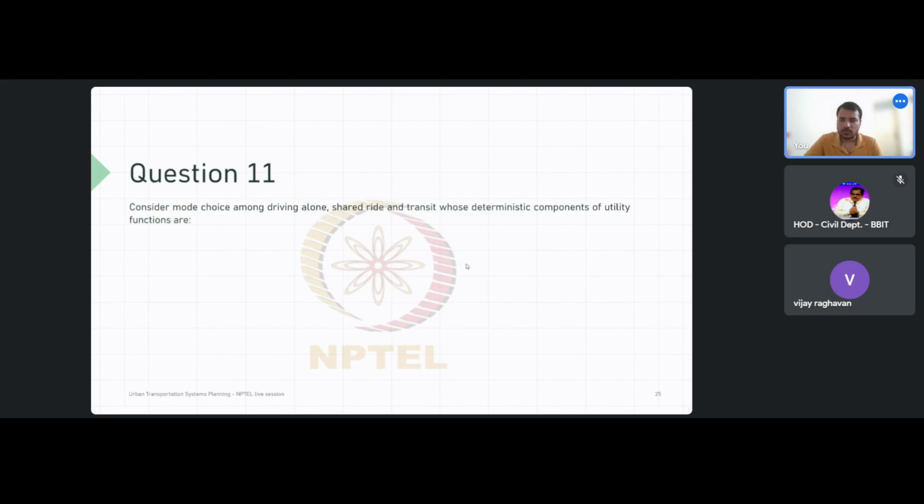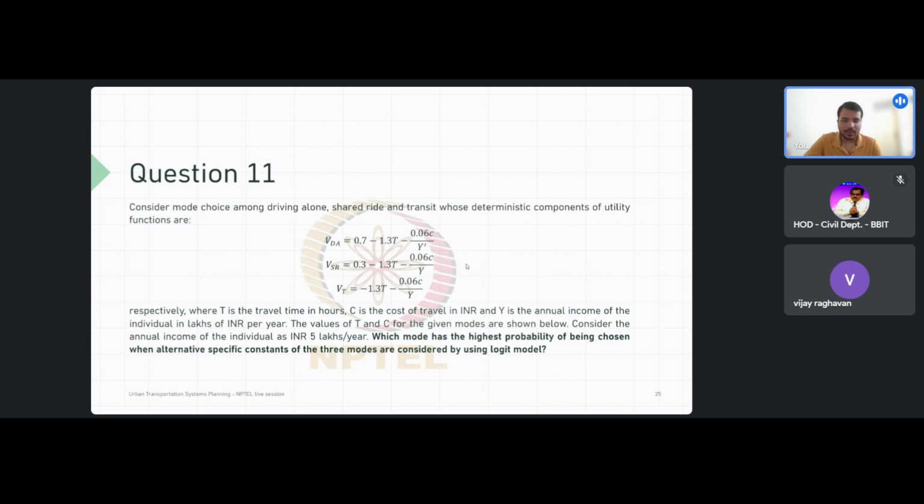Coming to question 11. So we have been given mode choices. Three mode choices are there: driving alone, shared ride, and transit. We have the utility functions for all these three modes. T is the travel time, C is the cost. Travel time is in hours, cost is in Indian rupees, and Y is the annual income of the individual in lakh rupees per year. So it is given here as 5 lakhs. We want to find which mode has the highest probability of being chosen when the alternative specific constants, that is the first term, the constant terms of the three modes, are considered using the logit model. Only three options we can have: drive alone, shared ride, and transit. So we have to find which mode will have the highest probability.